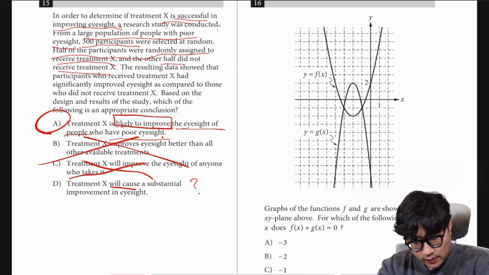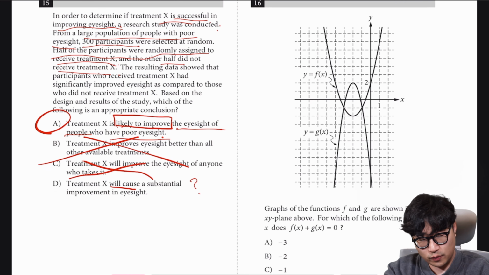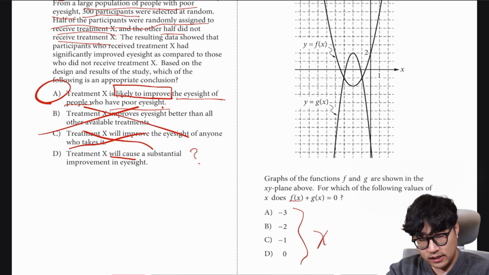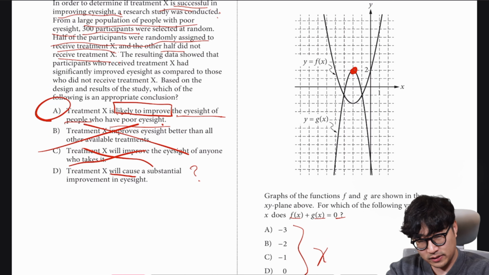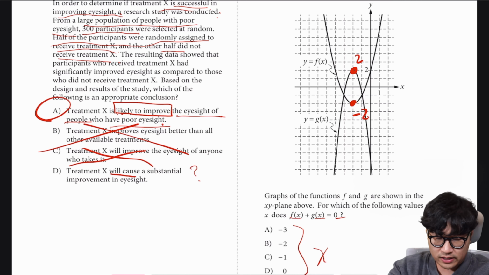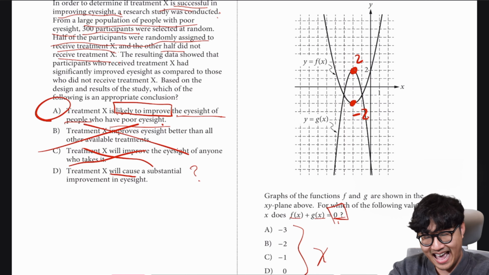Number 16. Graphs of the function f and g are shown for which of the following values of x. So these are your x values. The f of x and g of x, you add them, it's just a 0. If you guys notice, they're basically talking about these 2 points. For f of x, that's going to be a -2. For g of x, that's going to be a +2. So when you add them, it gives you a nice little 0, right? So what is the x value there? Well, that would be, 1, 2, so -2 it is. Boom.